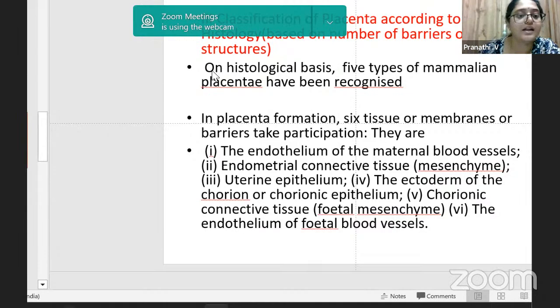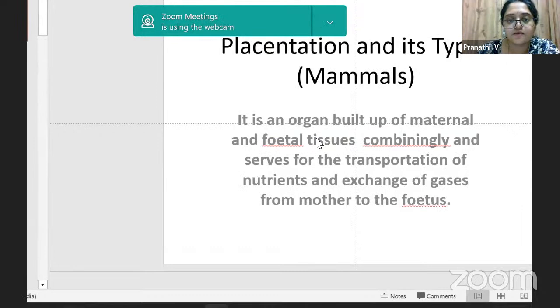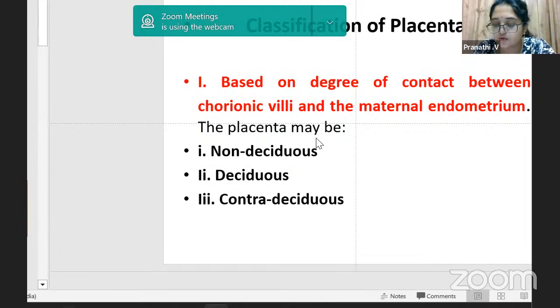So you have different kinds of placenta that are present based on the formation, based on the degree of contact between the chorionic villi and the maternal endometrium, then based on histological relations, based on the types of origins for that matter. So when it comes to the placenta, again, they can be classified into chorio-vitelline and chorio-allantoic. And based on the degree of damage or the intimacy that is present at the time of parturition, that is non-deciduate or deciduate. And based on the distribution of chorionic villi, diffuse or zonary or metadiscoidal. So these are the different kinds of distribution of the placenta in the mammals, basically.